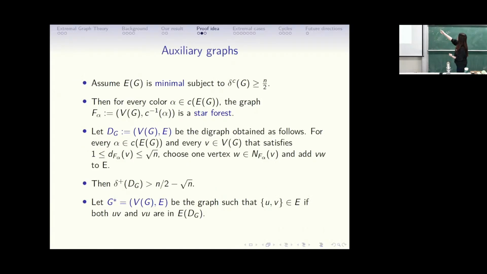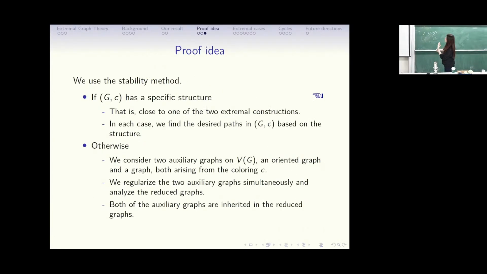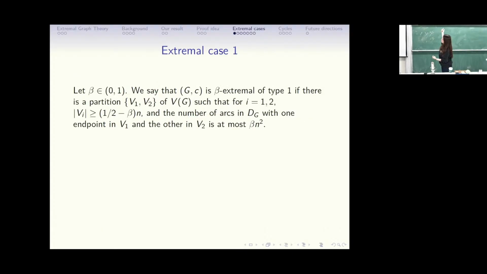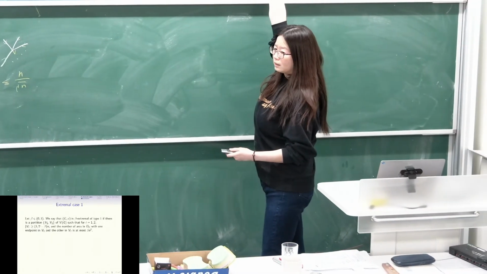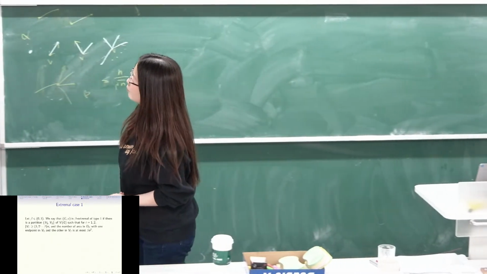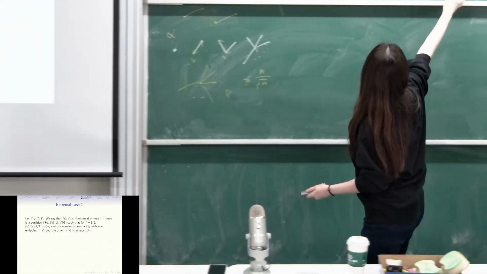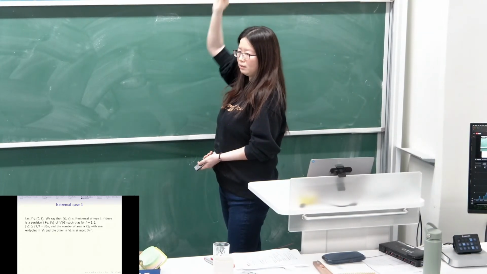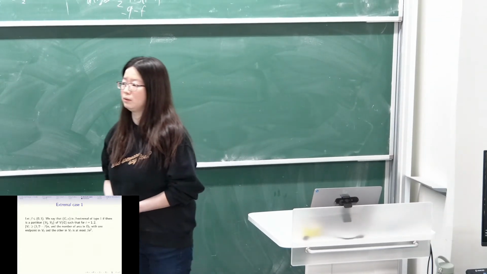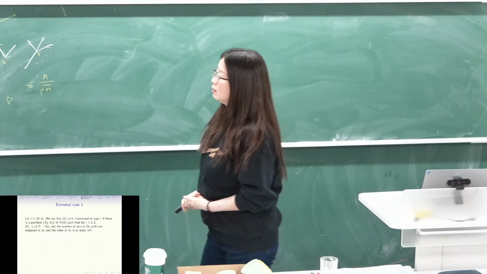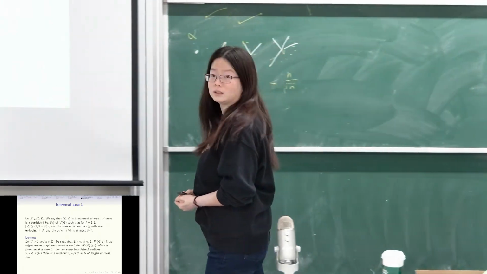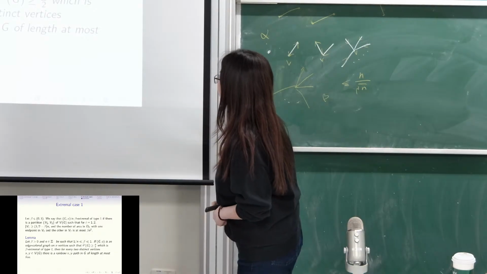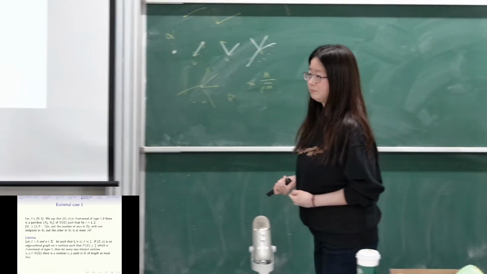So actually after this auxiliary graph, I can precisely define the two extremal cases. One is saying that, when I say it is close to this case, that means I can separate the vertex set into two pretty much balanced sets, such that there is a very small portion of edges in between them. And in this case, we can show that there's a rainbow path of length at most 5 between each pair of vertices.